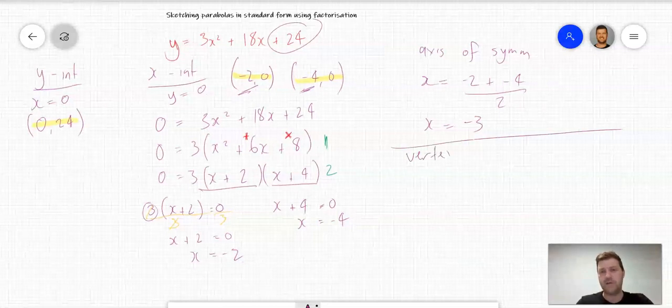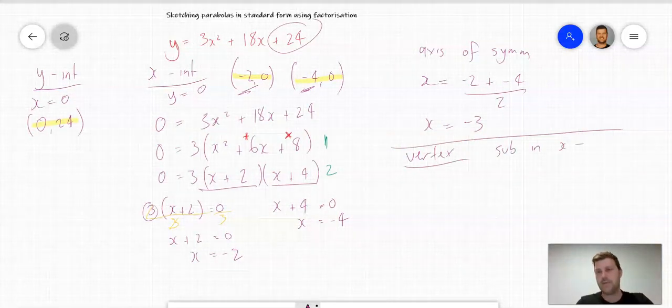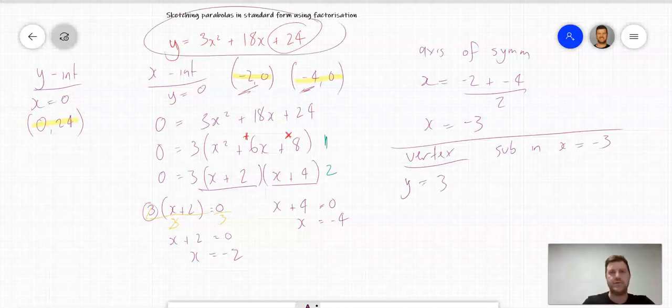With my vertex, I'm going to substitute into the original equation x equals minus 3. That's the x value in the vertex. Subbing that in will give me the y value. So the y value is equal to 3, I'm using this original equation again, times, instead of x, minus 3 squared plus 18 times minus 3 plus 24. So 3 times minus 3 squared is 9 times 3 is 27.